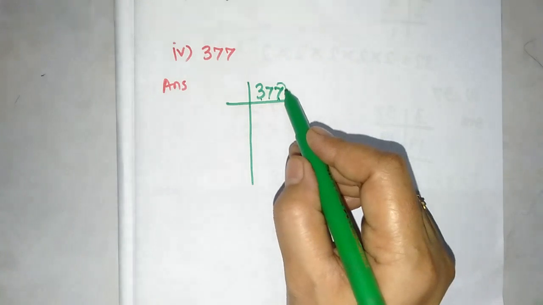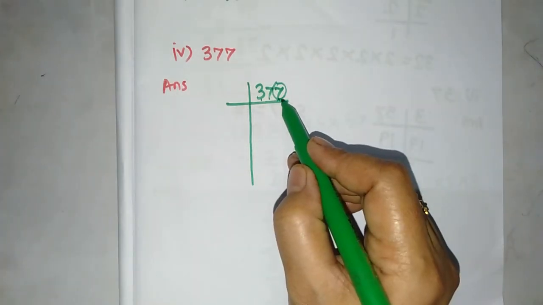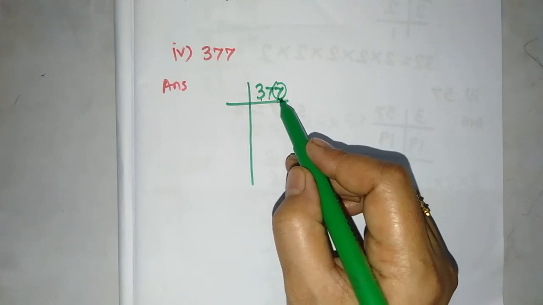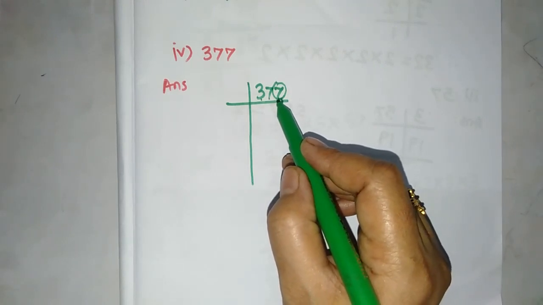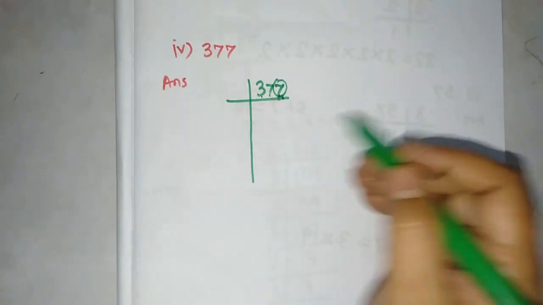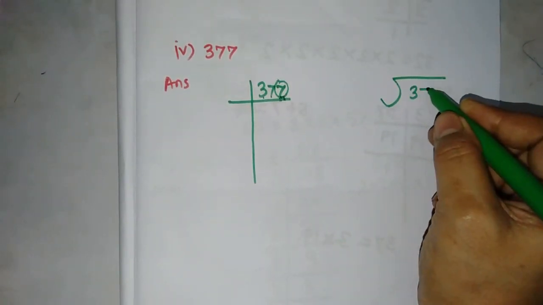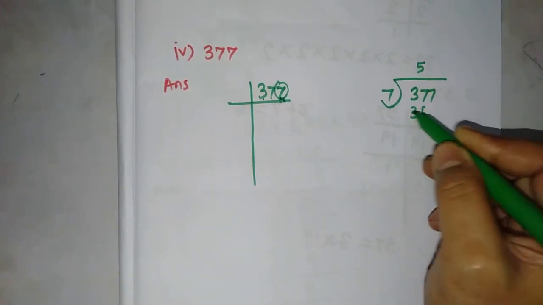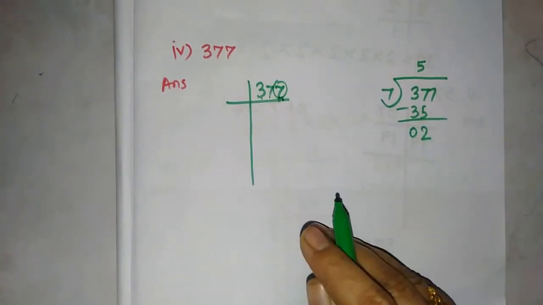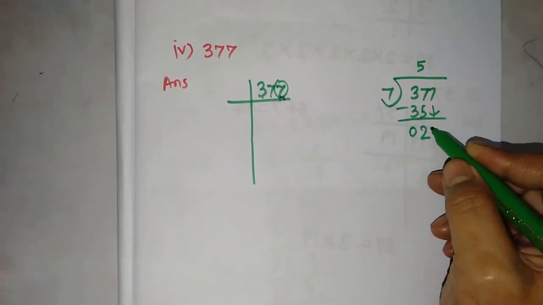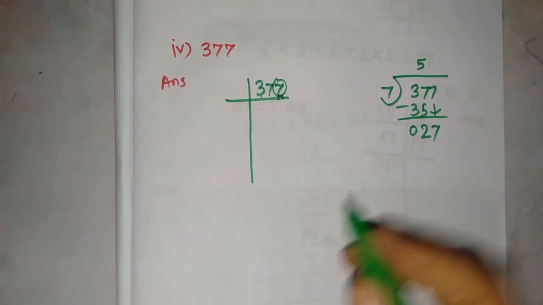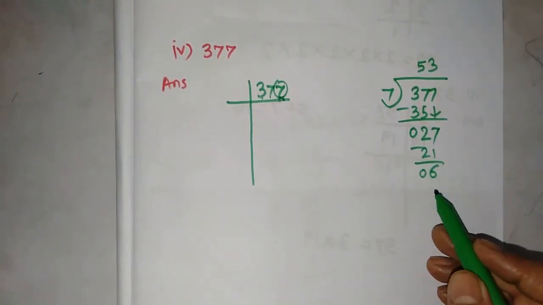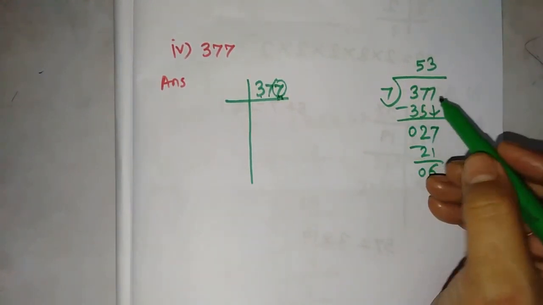Now last digit is not a 5, so it is not divisible by 5. Last digit is not 0, so it is not divisible by 10. Now check whether it is divisible by 7 or not. 7 5s are 35, subtraction is 2. 7 falls down. 7 3s are 21, subtraction is 6. It is non-zero, so it is not divisible by 7.